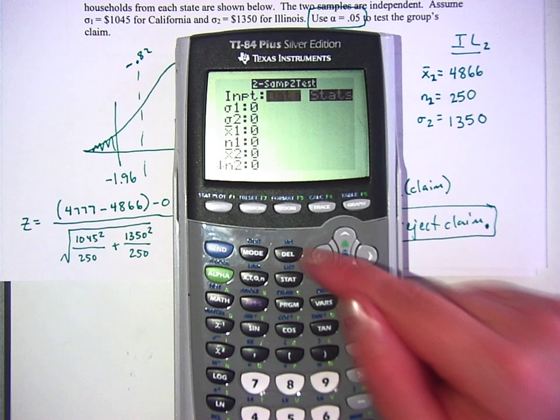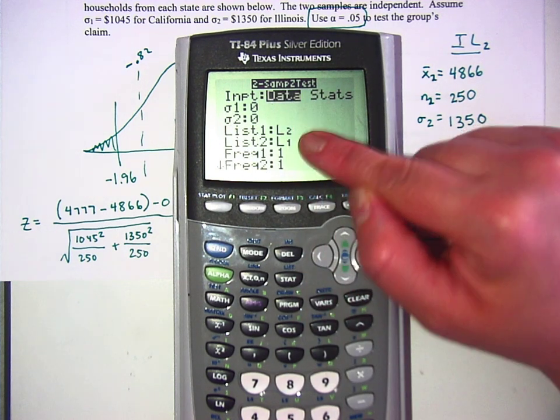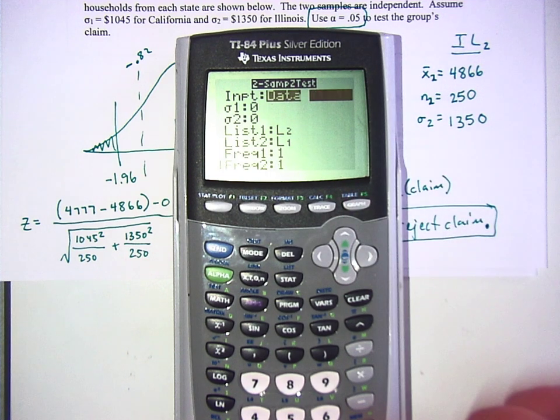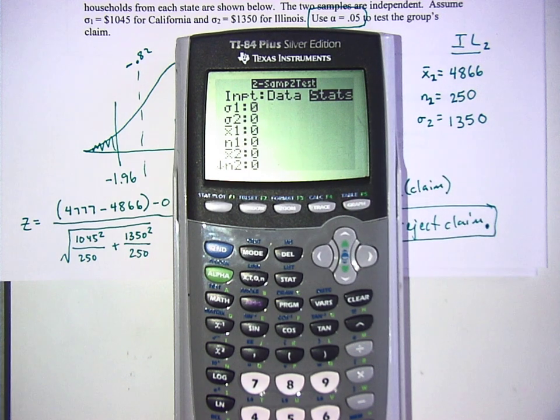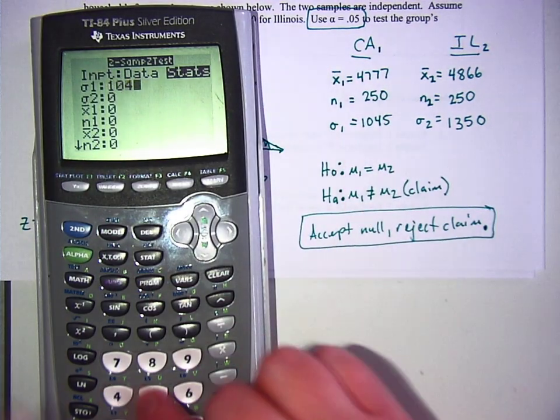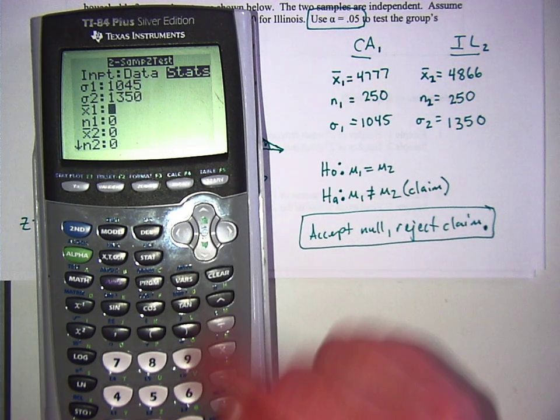Okay, so data, if you hit enter on data, do you see how it's pulling from L2 and L1? And we don't have that. So stats is when we already have the info. So we're going to type in sigma 1. So now I'm looking at my Illinois and California thing here. I'm going to type 1,045 for sigma 1, 1,350 for sigma 2. You guys getting it?